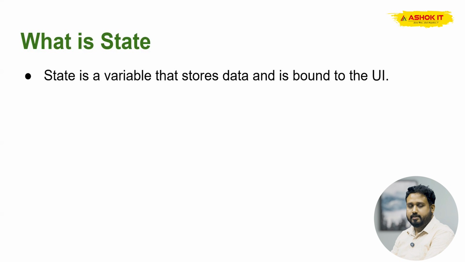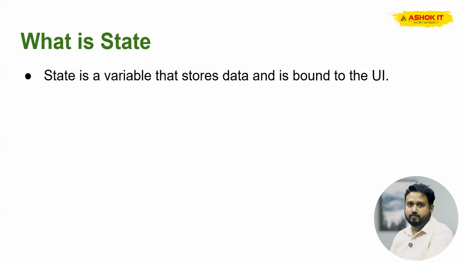Basically, a state is a normal variable in which we can store any type of data. You can store string type of data, number type of data, object type of data, whatever data you want. And that state variable we can bind with our UI. Now, whenever you create a state variable and bind it with your UI, whatever data you have stored in this state will be displayed in your UI.